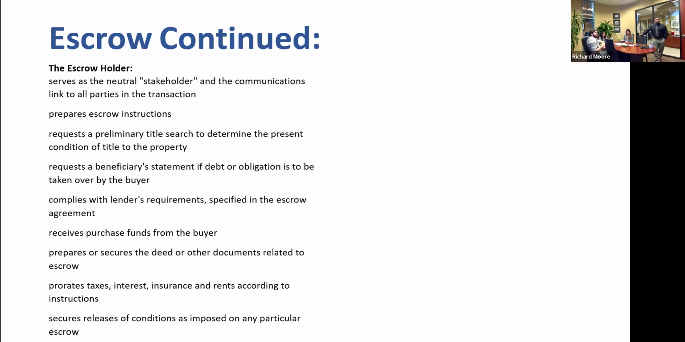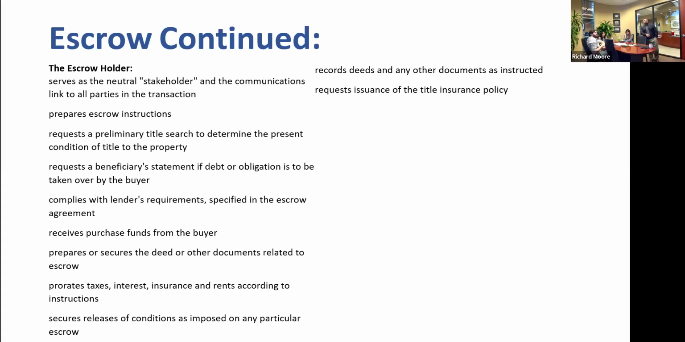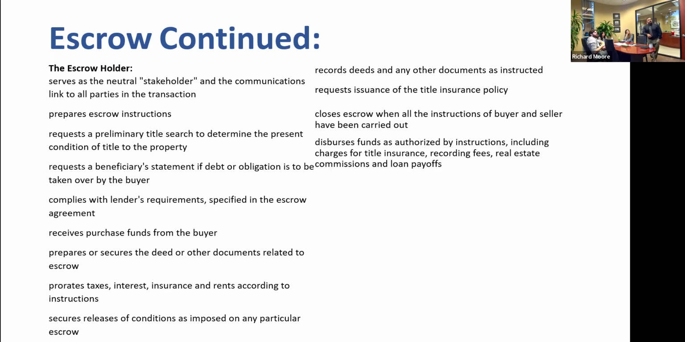Secures releases of conditions as imposed by any particular escrow. Records deeds and any of the documents as instructed. Requests issuance of title insurance policy. Closes the escrow when all instructions of buyer and seller have been carried out. Disperses funds as authorized by instructions, including charges for title insurance, reporting fees, real estate commissions, and loan payoffs.